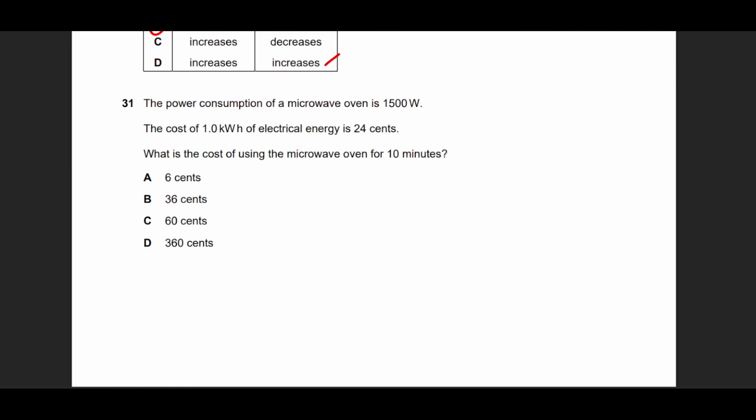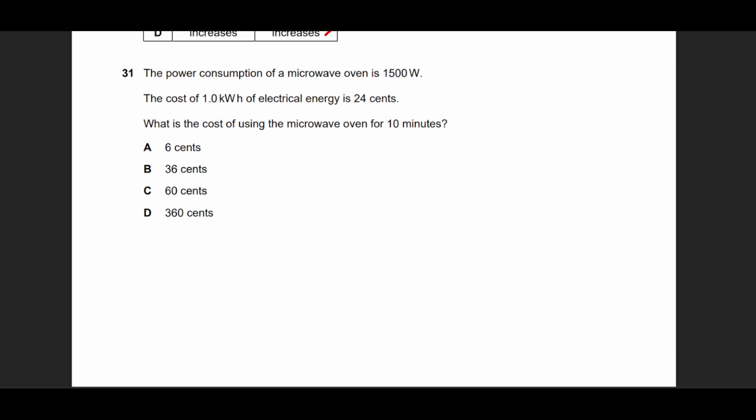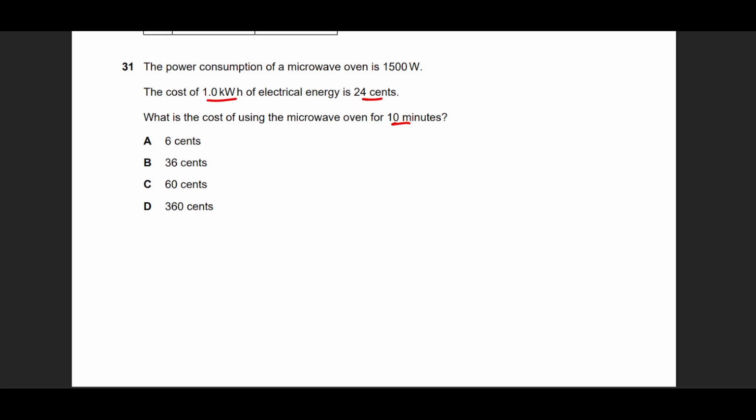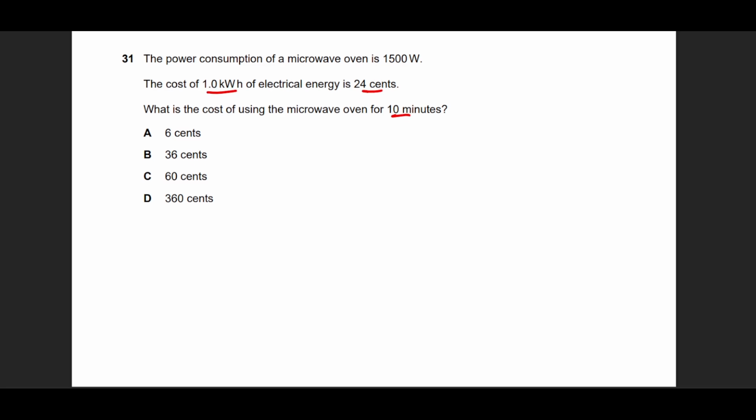31, the power consumption. Again, this is for electricity energy consumption prices. So power consumption is 1500, cost is 24 for 1 kilowatt hour of energy. What's the requirement for 10 minutes? So we have to convert this into kilowatts. So 1500 watts divided by 1000, that's a general formula, multiplied by 10 minutes. Minutes have to be converted into hours, so 10 divided by 60.